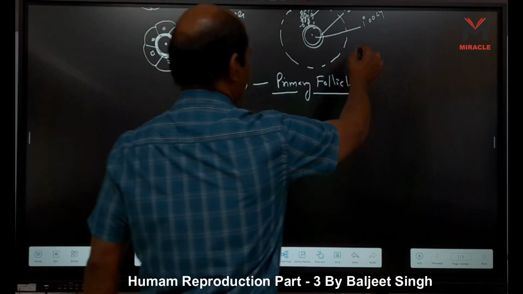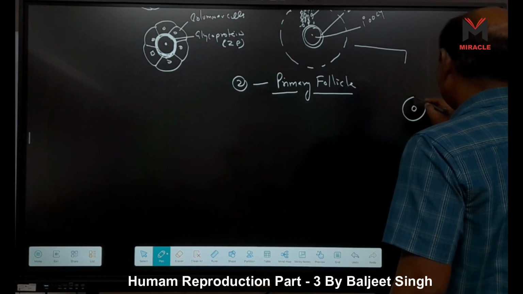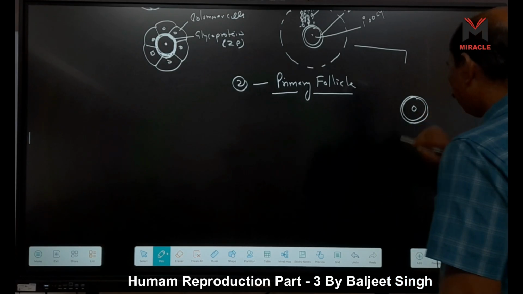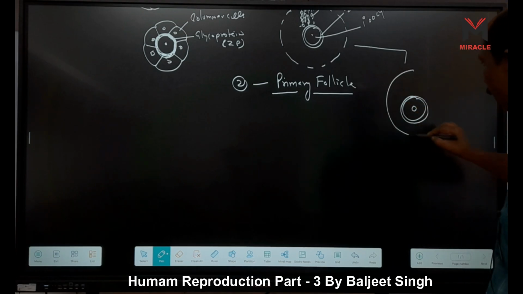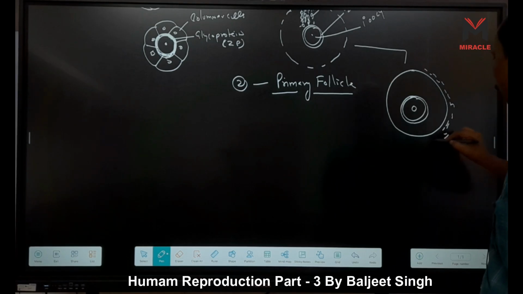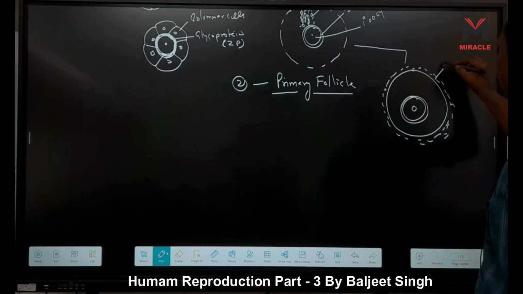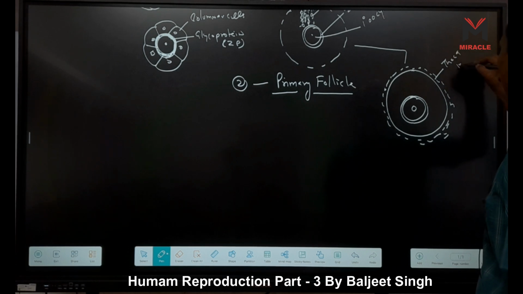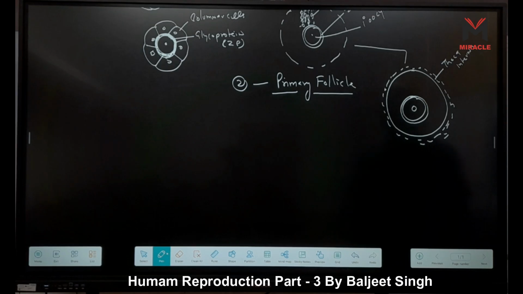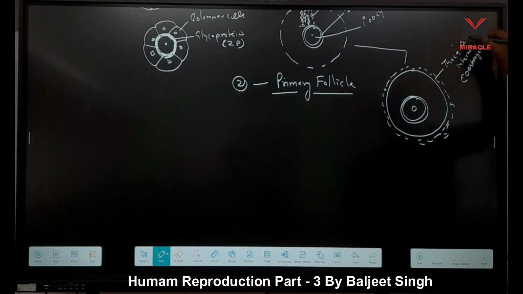Look here. When it grows, it suppresses, this is the oocyte, this is the membrane called the zona pellucida. When it grows, it presses this side. Some cells are present in the ovary, and these cells which are suppressed form the theca interna, and this theca interna is responsible for the secretion of oestrogen hormone, right? This theca interna is cellular.